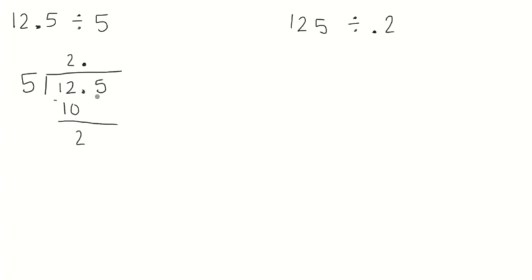I'm going to ignore my decimal. You do not need to use the decimal in the dividing process besides bringing it straight up here. Bring down my 5. 5 into 25, 5 times. 5 times 5 is 25. And I have 0. So once I've finished bringing all my numbers down, and I have a remainder of 0, I know that I am done. So my answer here is 2.5.